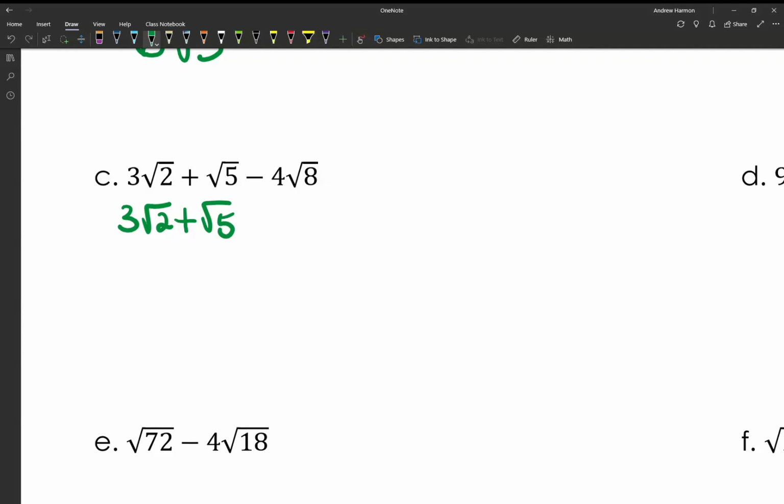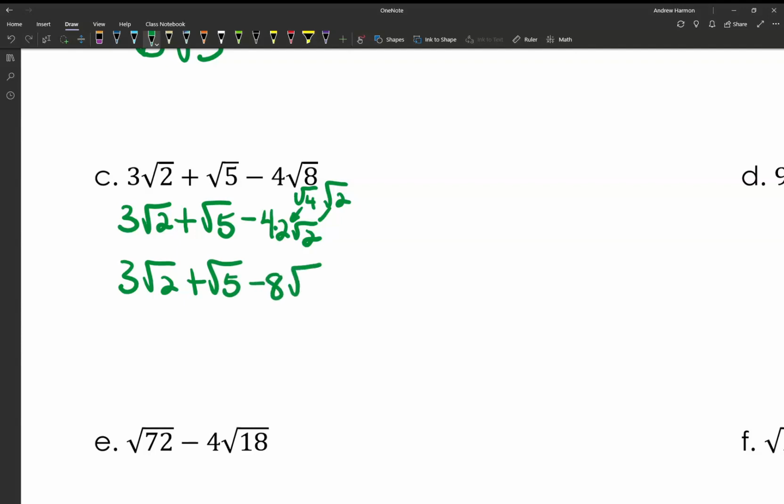The square root of 8 we can break into the square root of 4 and the square root of 2. So from there, we're going to bring down this minus 4, and then we're going to simplify square root of 4. That becomes 2, so it's 4 times 2 now. And the square root of 2 I can't simplify, so it'll just come down. Now simplify this one step further, we get 3 root 2 plus square root of 5. And we have negative 4 times 2, that's negative 8 square root of 2.